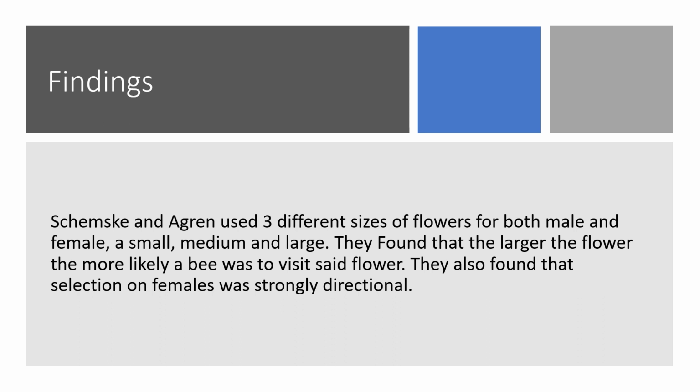Findings. Shimsky and Agrin used 3 different sizes of flowers for both male and female: a small, a medium, and a large. They found that the larger the flower, the more likely a bee was to visit said flower. They also found that selection on females was strongly directional.